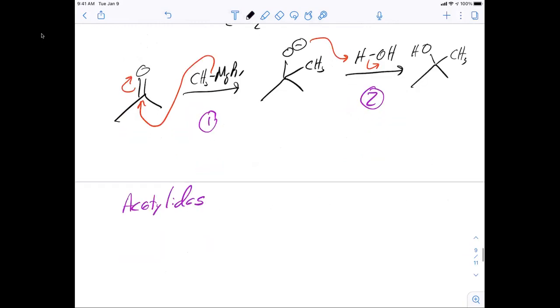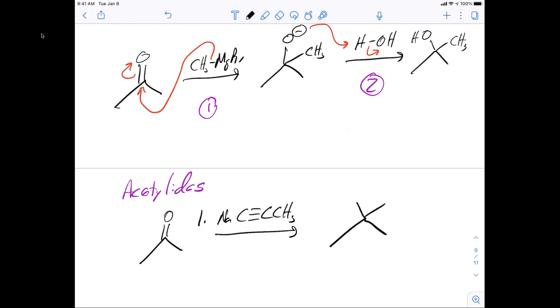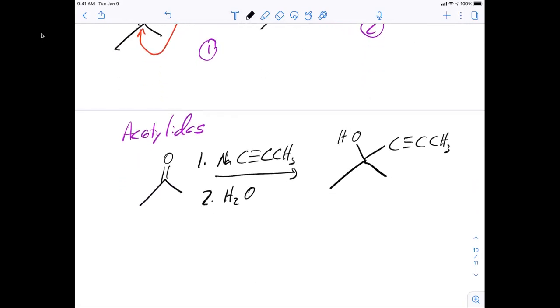We can also have acetylides. If you remember acetylides, that is the triple bonds. Again, first step, second step. First step is the nucleophilic attack. Second step is the proton transfer. Okay, so carbon negatives will react with the carbonyls.